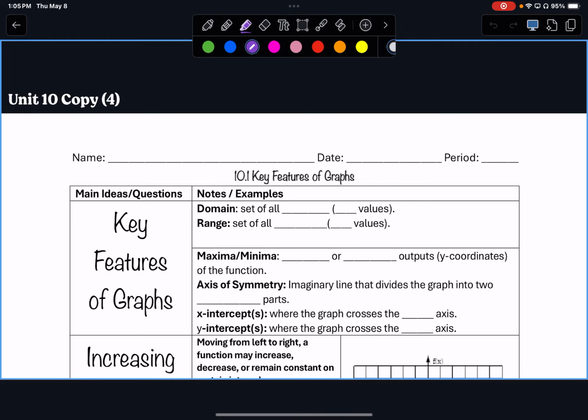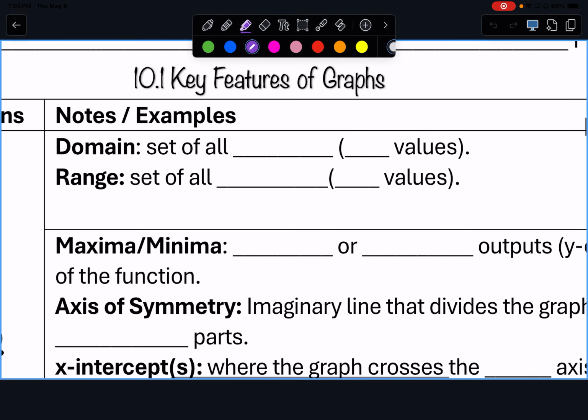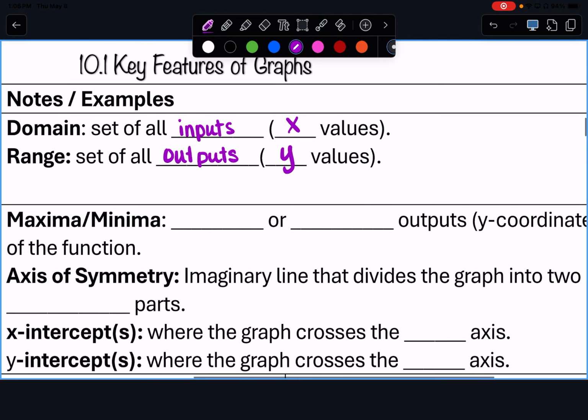A different way. So we're going to start and look at domain. Domain is the set of all of our inputs, which means it is all of our what values? X values. Okay, and then range is the set of all outputs, which is our y values.